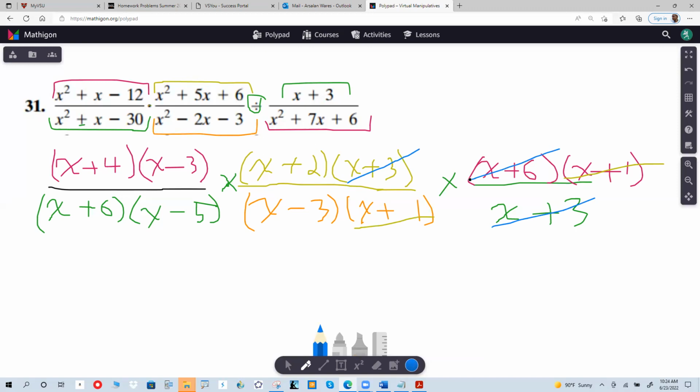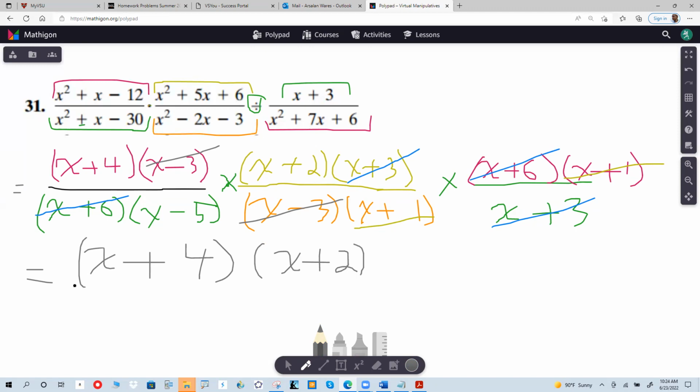Blue, x plus 6, x plus 6, they go away as well. Gray, x minus 3, x minus 3, they go away as well. So what are we left with? X plus 4, which I have coming from my top, x plus 2 from the top as well, divided by x minus 5. So that's my answer.